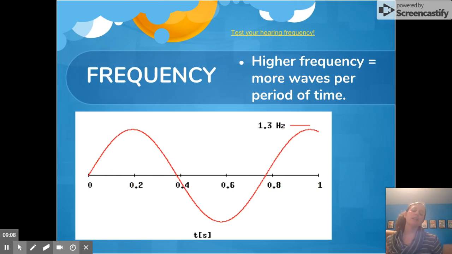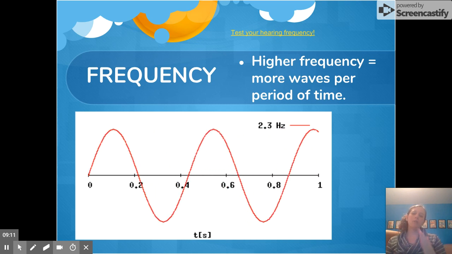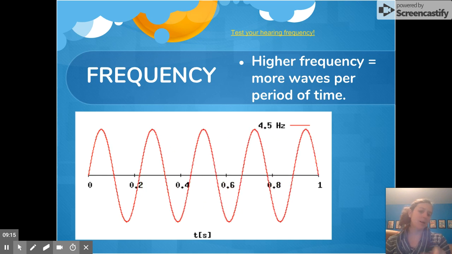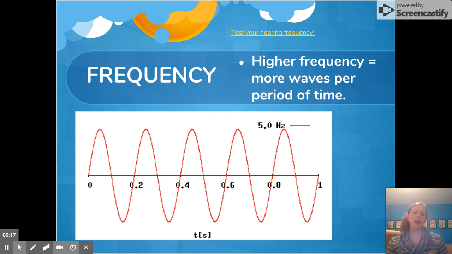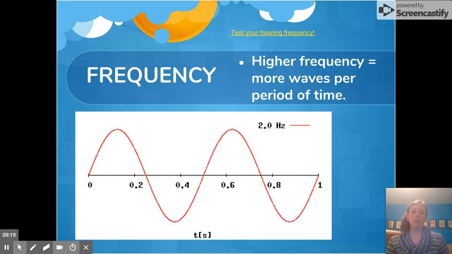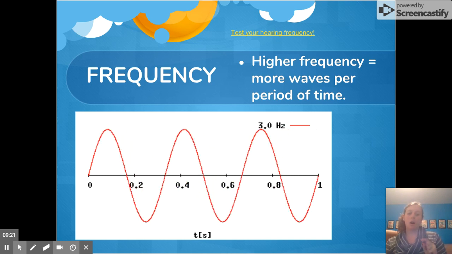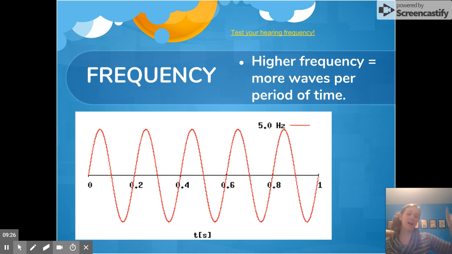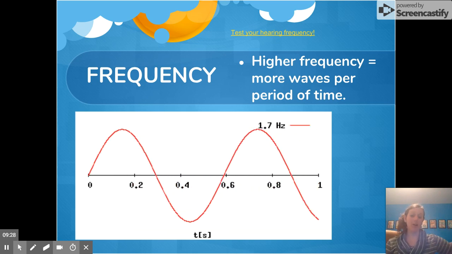As you're looking at this wave, hopefully you notice that if this was a sound wave, which it is because it's measured in hertz, you'd hear a higher and higher pitch sound. It's getting higher and higher in pitch, which means it's a higher and higher frequency.